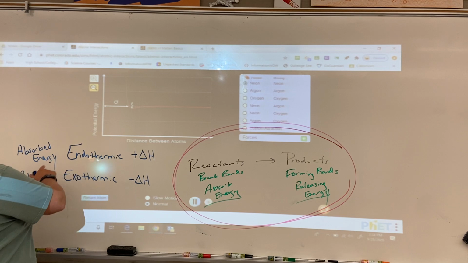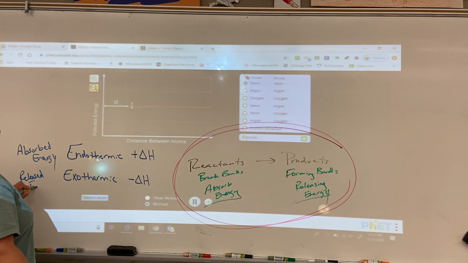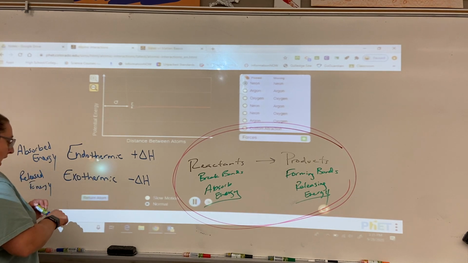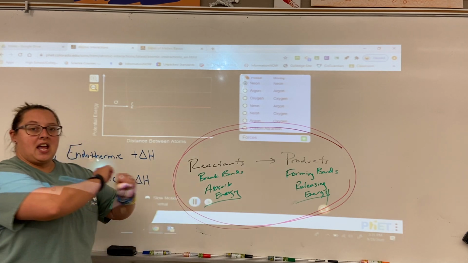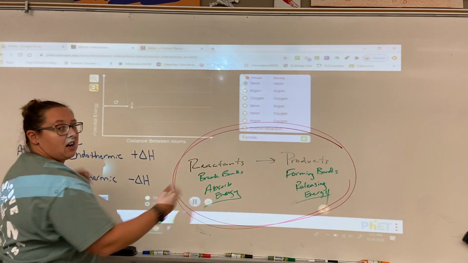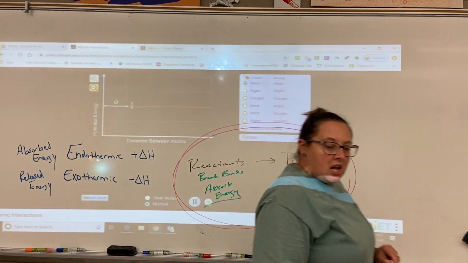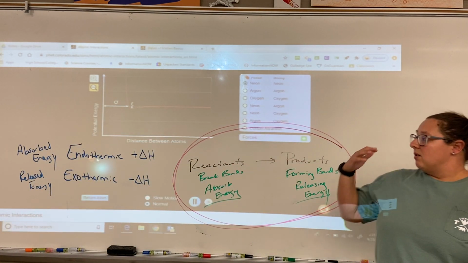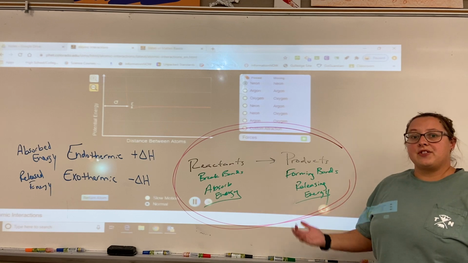And where are we absorbing and releasing this energy? We are releasing it away from the reaction out to the surroundings. And so this is a very important concept for you guys to know. So this kind of gives you the main idea of what this unit is going to be about.